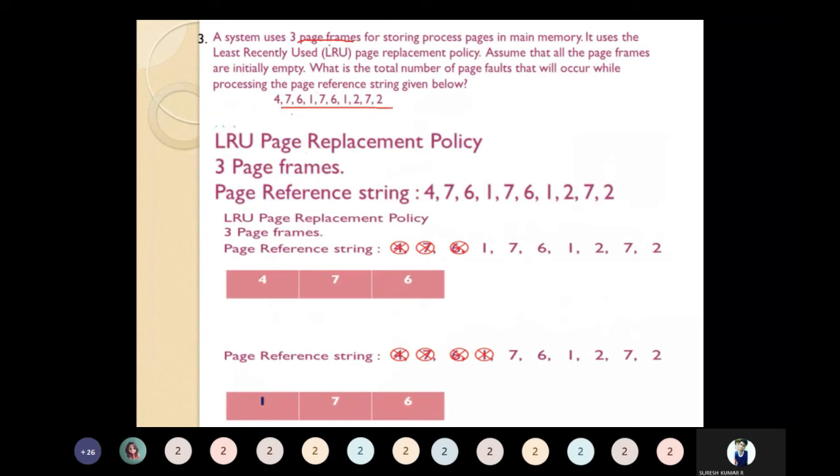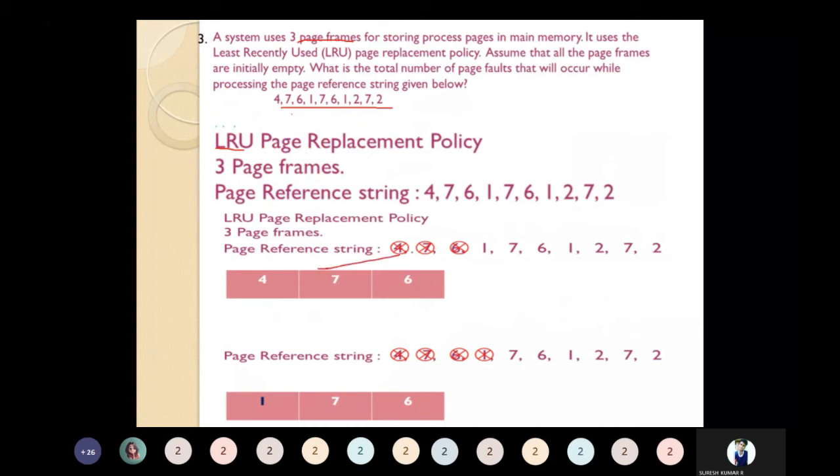So 3 page frames are given. Already we know the concept of the LRU method, that is least recently used. The page that has not been used for the longest time has to be replaced with the new one. That is the LRU method. Okay, so now we solve the question.